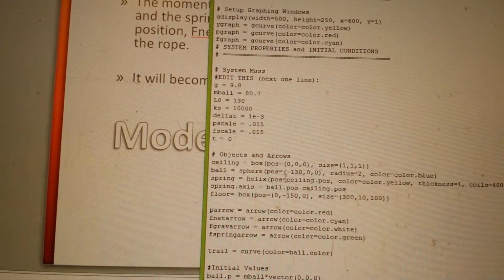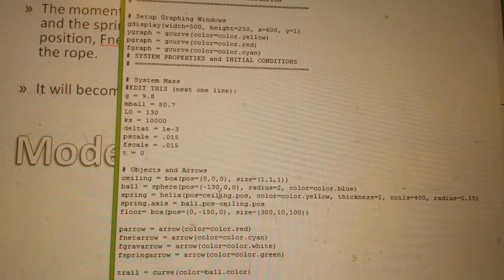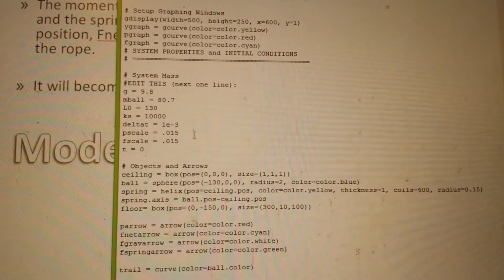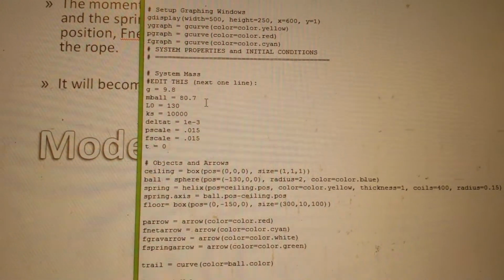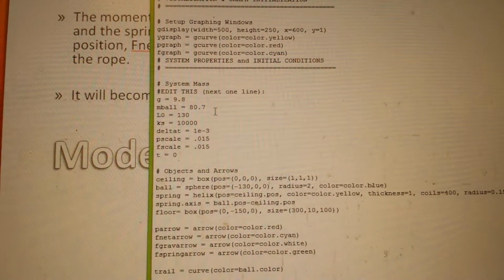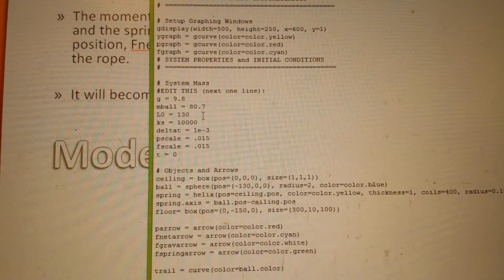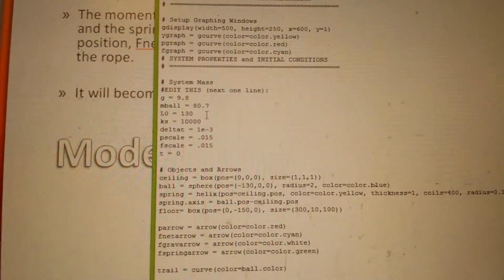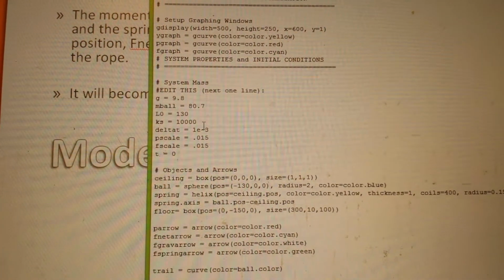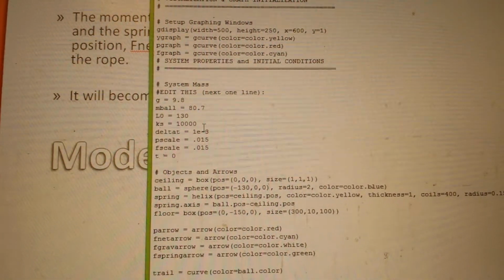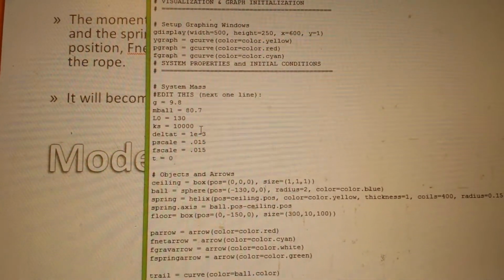As you can see, the initial positions and everything is obtained through the behind the scene video of the rope swing. Gravity, 9.8 meters per second squared. And the ball is a representation for a human being. And so the mass of an average male is 80.7 kilograms. We use the length of the rope, which was given in the video, which is 130 meters. The spring constant, I actually had to look this up online. And what I typed in was the average spring constant of a rope used in a free-falling swing. And it came up to be 10,000.